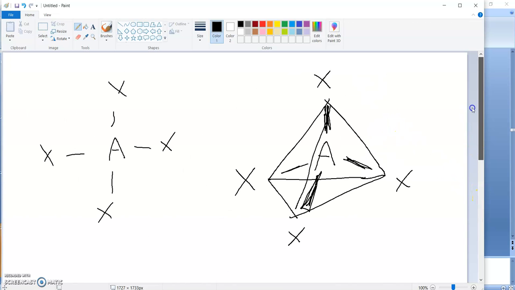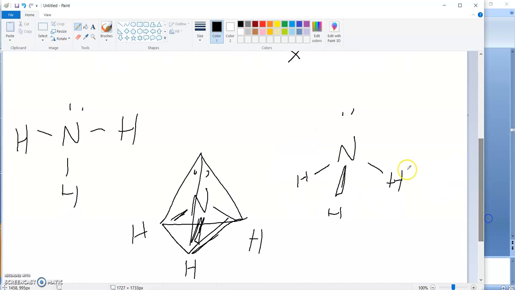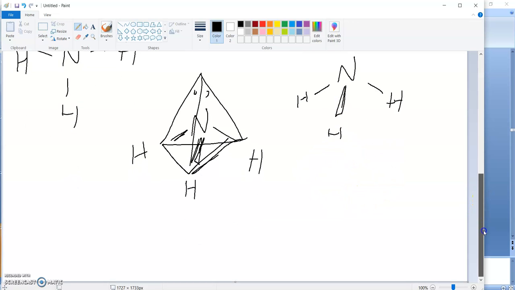So if you have 4 pairs, you got a tetrahedron. All 4 of them are used, there's your tetrahedron. If one of them's a lone pair and only 3 of them are used, then the shape is trigonal pyramidal. Finally, what if 2 of them are lone pairs? The H2O molecule looks like that.